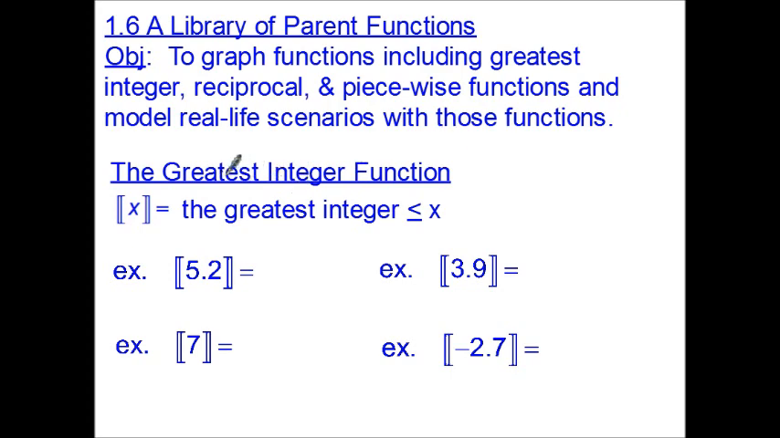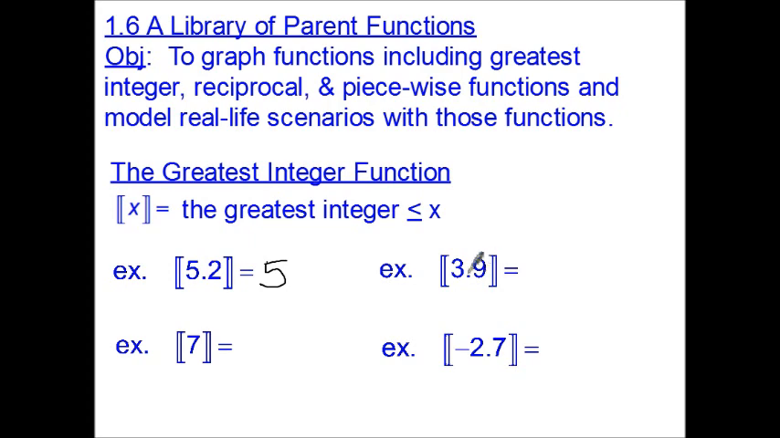Okay, the greatest integer function is defined using this special set of symbols. It kind of looks like a double set of brackets. It's equal to the greatest integer less than or equal to whatever number you're talking about. Remember, integers are your positive and negative whole numbers. So the greatest integer of 5.2 is the greatest integer less than or equal to 5.2, and that would simply be 5.